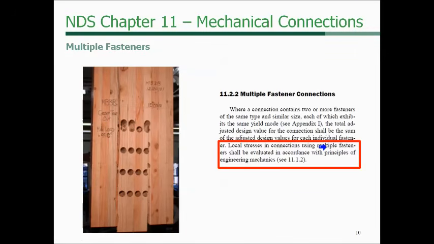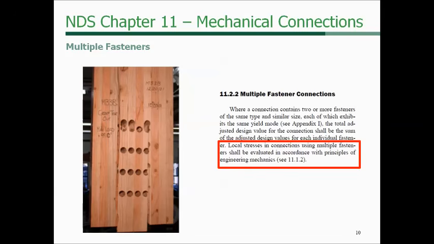So on this screen, what you're seeing is a reference to section 11.2.2, again, new numbering in the 2015 NDS, for multiple fastener connections. And what that says here inside this red box is that local stresses in connections using multiple fasteners shall be evaluated in accordance with principles of engineering mechanics.